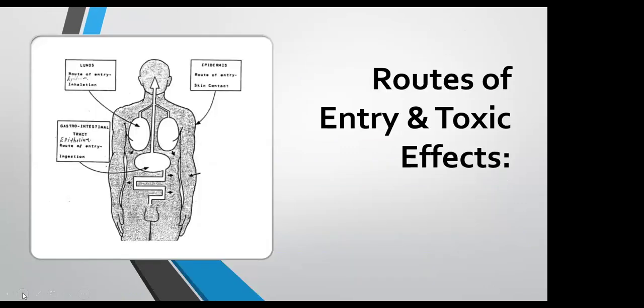Now we'll see the routes of entry and toxic effects. So how the chemicals can enter into the human body. ఈ కెమికల్స్ అనేవి ఎన్ని రకాలుగా ఎంటర్ అవుతూ ఉంటాయి. ఎన్ని రకాలుగా ఎంటర్ అవుతాయి? One is through nostril, inhalation, ingestion, absorption. Total four ways of entry.